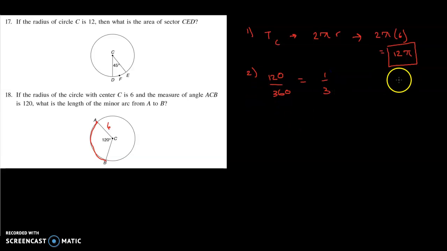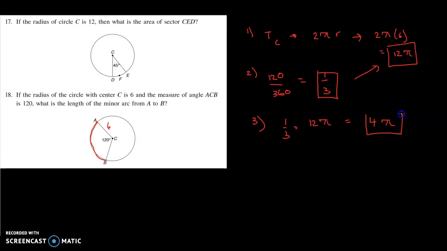Just check my math on that one. Okay? Then, third step, multiply the fraction times the total. 1/3 times 12 pi is equal to, again, check me, 4 pi. And that would be our answer.